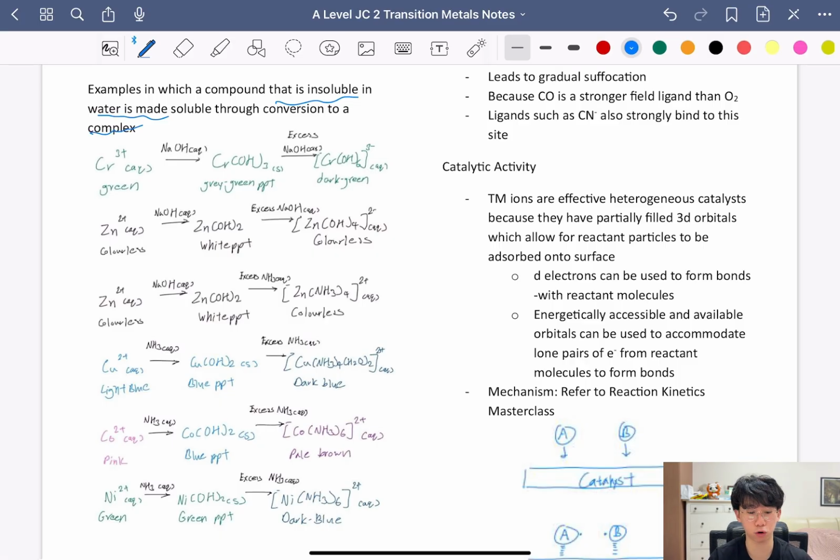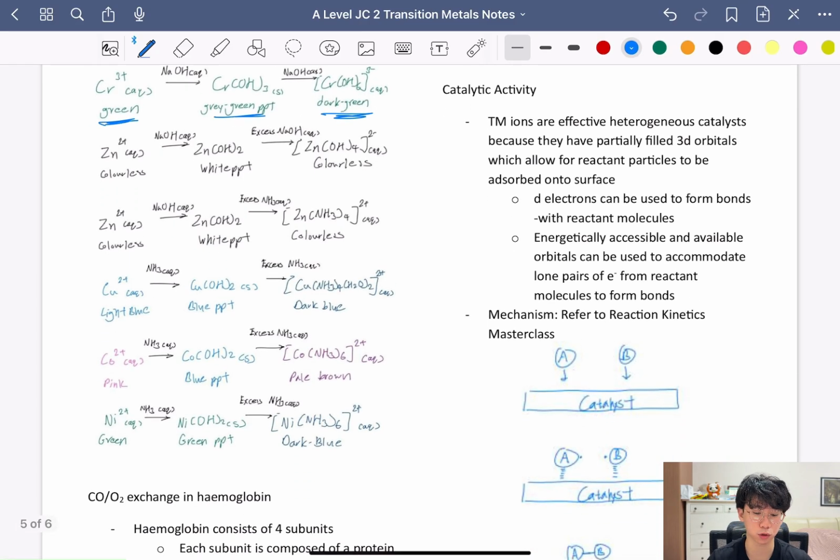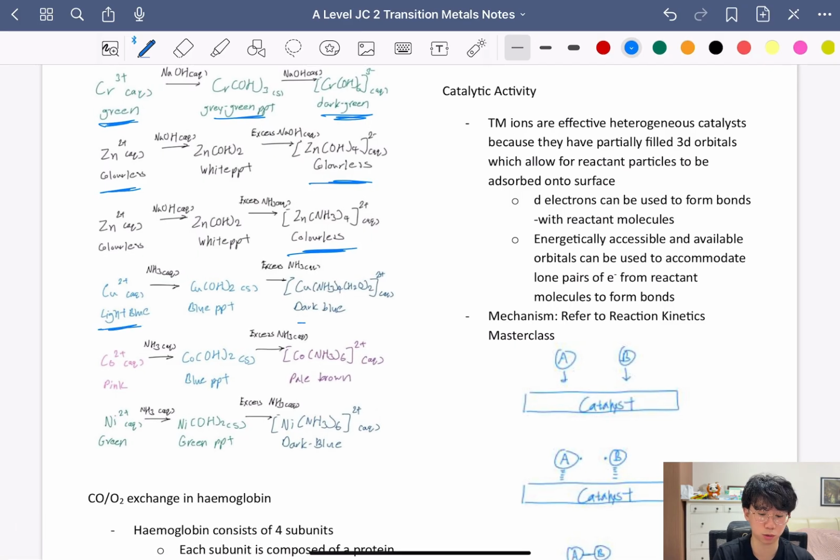So some examples are like chromium, that gives a PPT in the middle and then gives a dark green solution at the end upon excess addition of NaOH. And there are many other examples over here, some of which are quite familiar to you by now after doing your QA practice in the labs. For example, for zinc, you form a zinc complex over here, or you can also form a zinc complex with ammonia as well. You can also form a copper complex with ammonia that would dissolve the PPT that's formed in the middle.